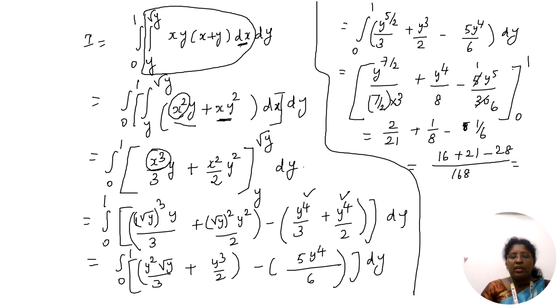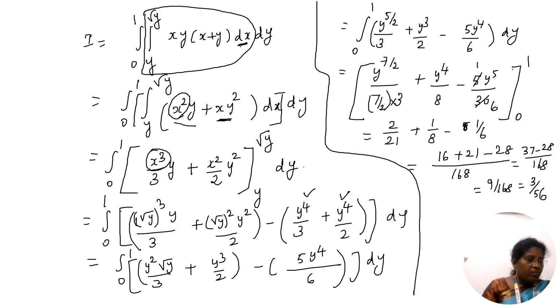So when you simplify, you are getting 16 plus 21 is 37, minus 28, divided by 168. So after simplification, we are getting 9 by 168. So we can simplify this by 3. So 3 by 56. So this is the final answer.